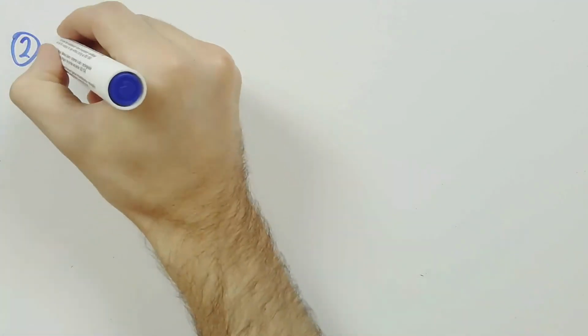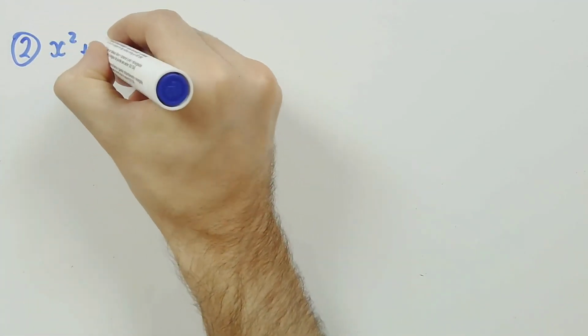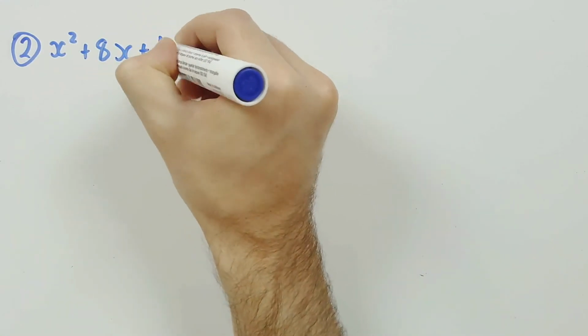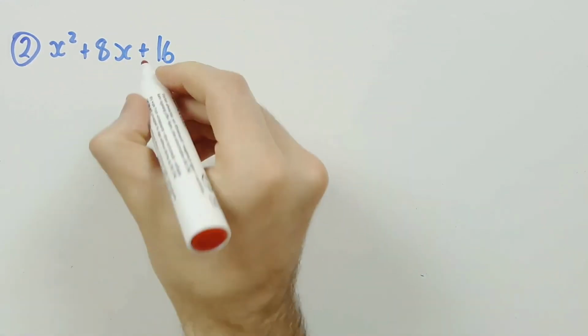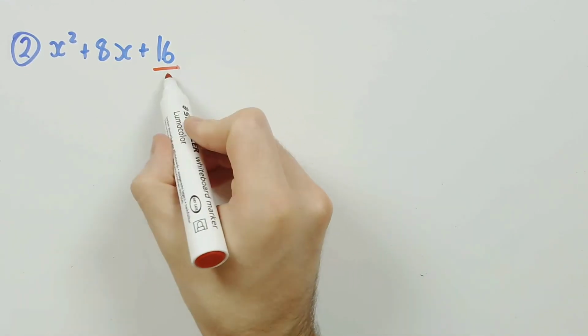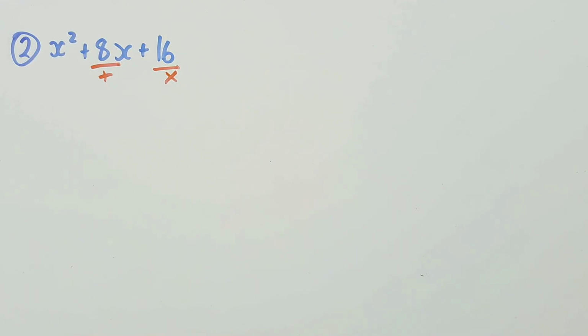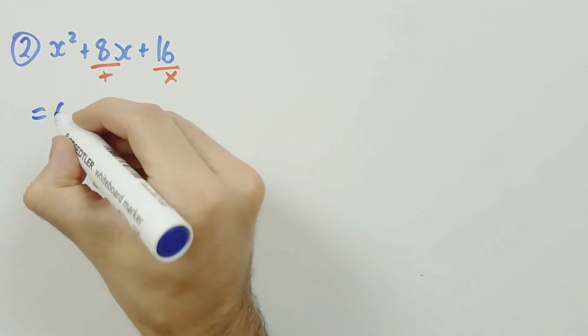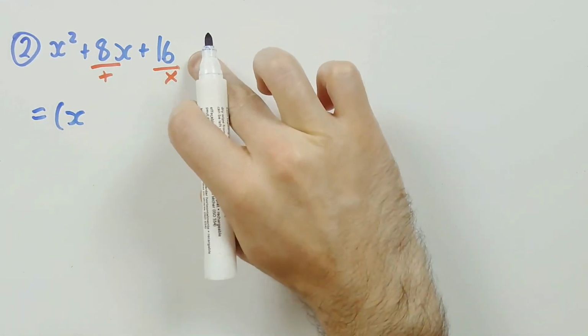Let's have a look at the second example, and we'll move through it a little bit faster so that you get the hang of it. So this time we'll do x squared plus 8x plus 16, and like I say, the more practice you get, the better you'll get. So this time we're looking for two numbers which multiplied together give us 16, and two numbers which added together give us 8.